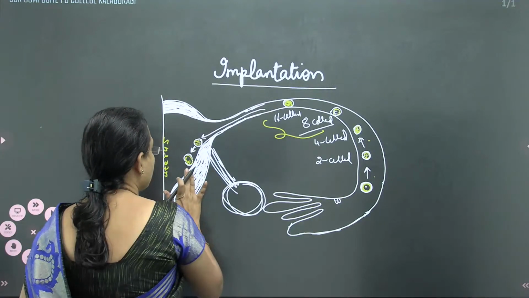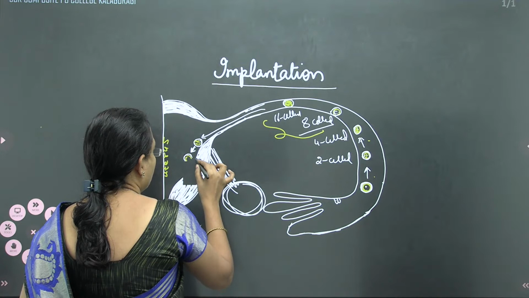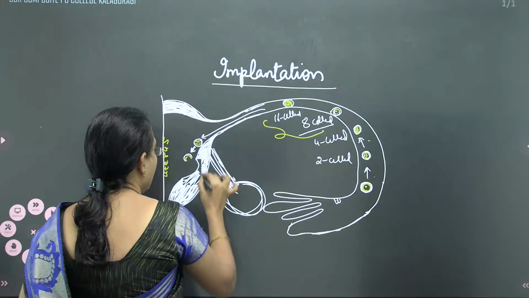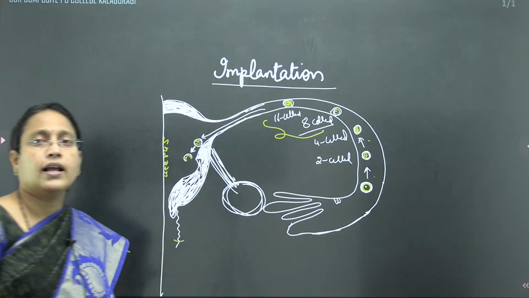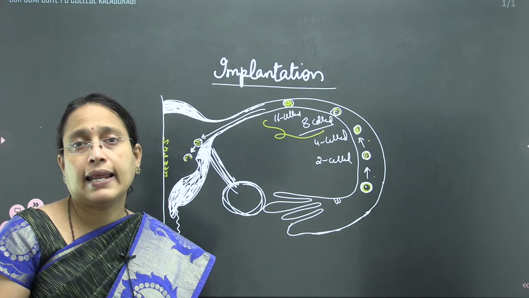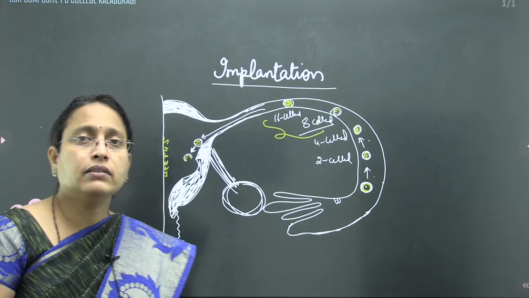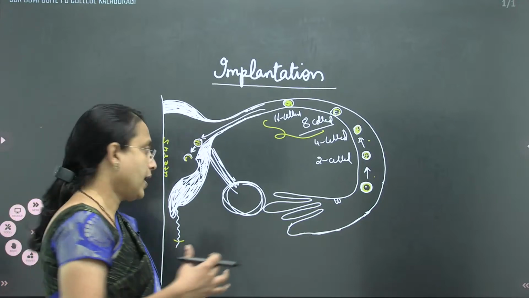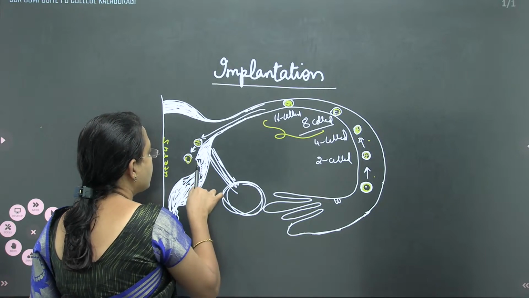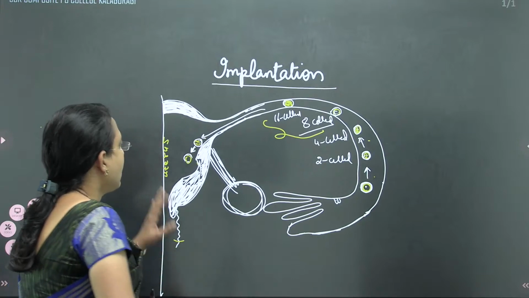Now, what happens here is the trophoblast will start secreting lytic enzymes. Okay, they start secreting what? Lytic enzymes, which are basically hydrolytic enzymes, which have an ability to break down. Those lytic enzymes will start dissolving this endometrial part.